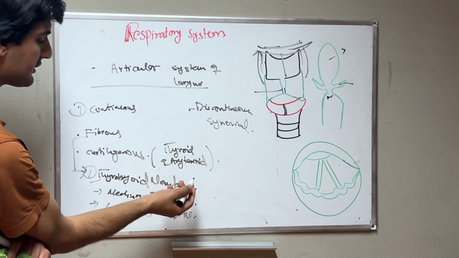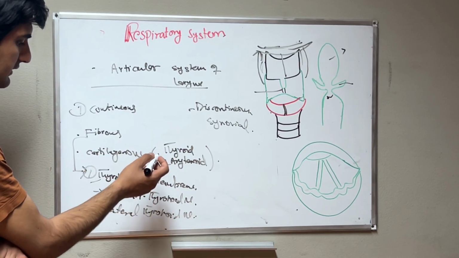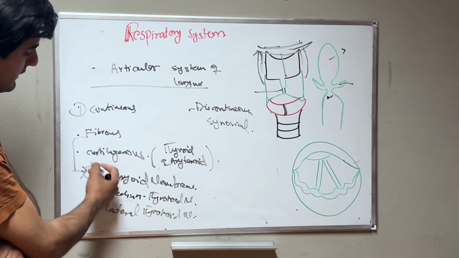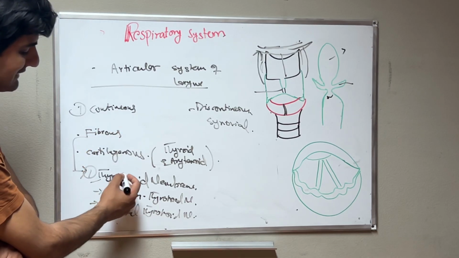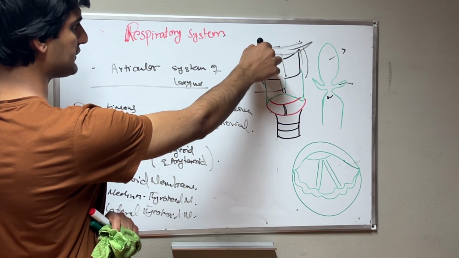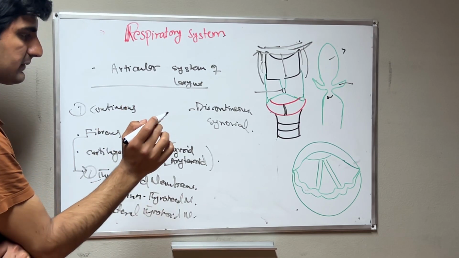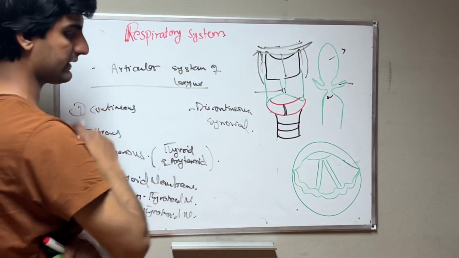In cartilaginous I will give you an example. We have thyroid and arytenoid cartilage. Okay, and then in the fibrous we have first the thyroid membrane, which is located anteriorly. You can see its location between the thyroid and hyoid bone. Okay, and it's two types. One is median and one is lateral.